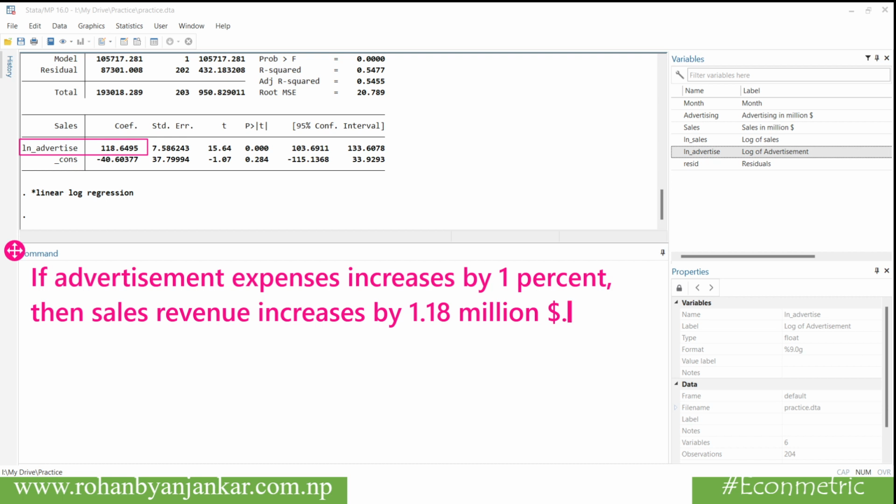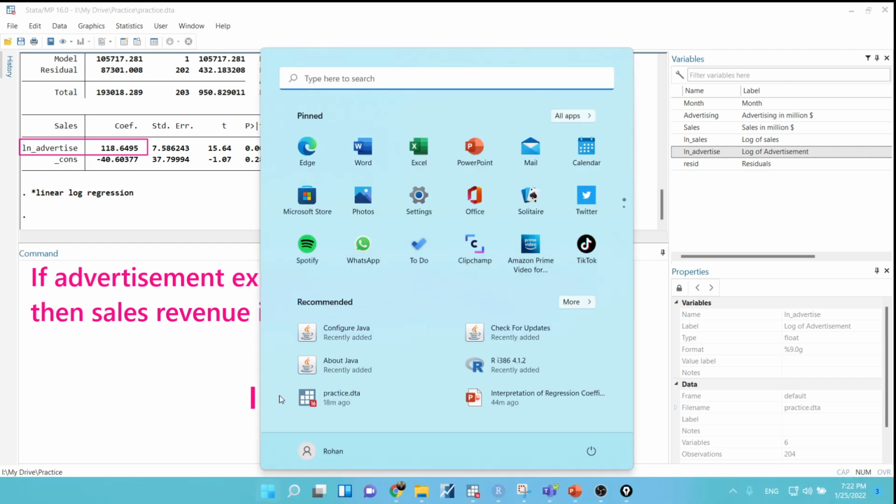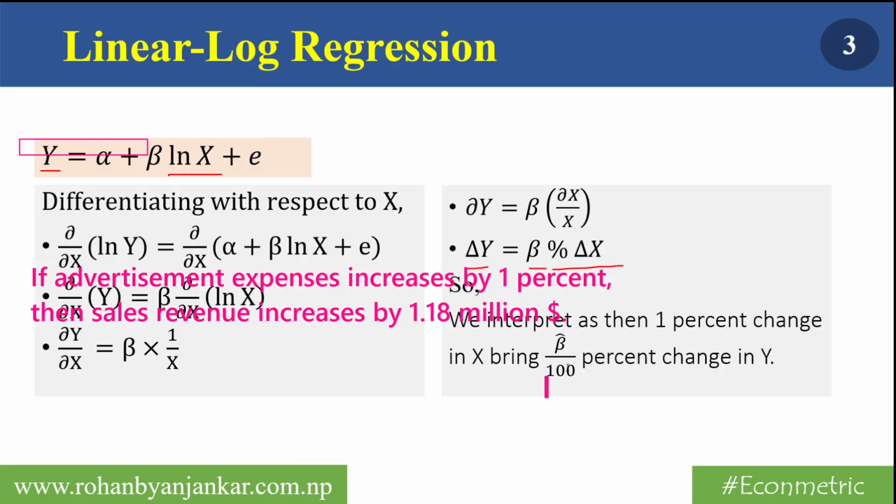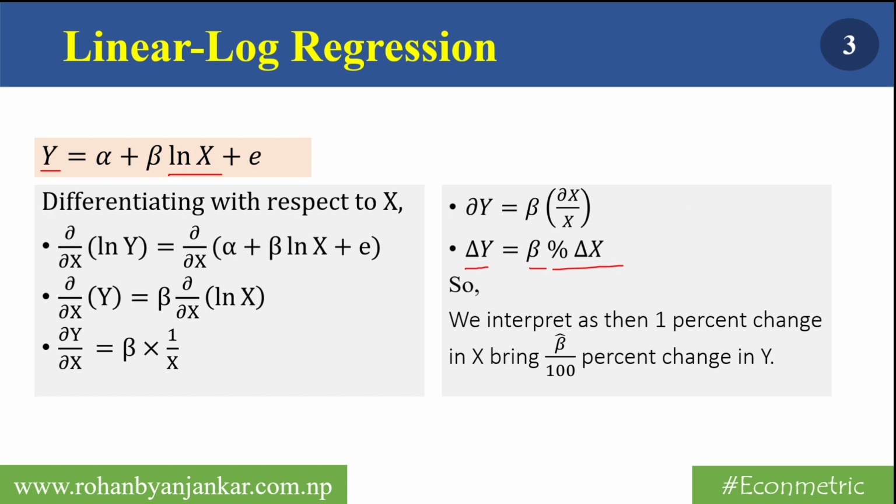So this is the interpretation we have finally derived for our three models. In this recap, we can also have a glance: in the case of the LinearLog model, we interpret it as 1% change in x brings beta by 100 unit change in y, for the LogLinear model it's just the opposite, and for the LogLog model it's both percentage change. Thank you.